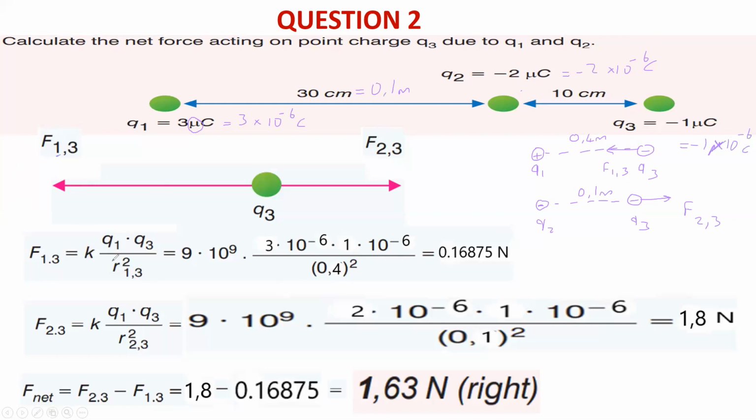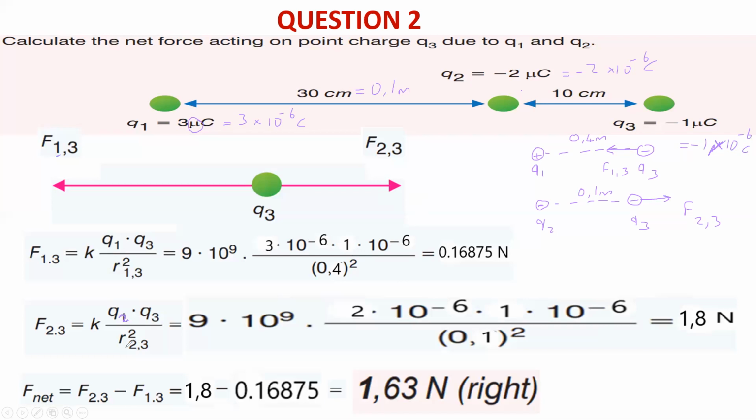After that, using our formula, Q1 is 3 times 10 to the power of negative 6, and then 1 times 10 to the power of negative 6. As you see, we are not using the negative sign here. Why? Because we use negative and positive just to get direction. When you already have the direction, you don't have to use them.